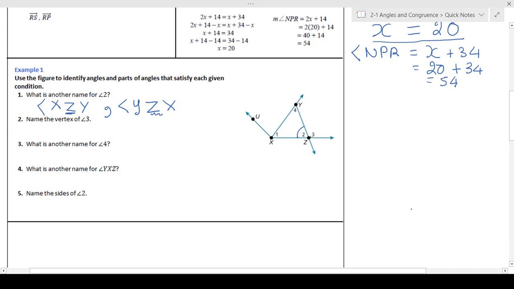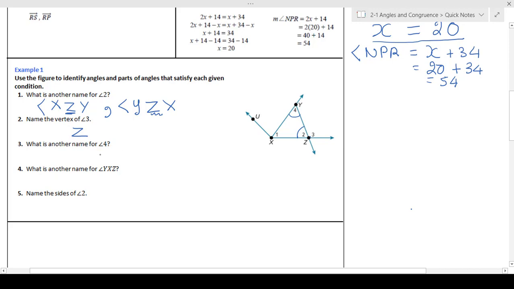Angle 3 is here. The vertex of angle 3 is Z. What is another name for angle 4? This is angle 4. We must mark everything on the drawing before we answer the questions to be more clear.